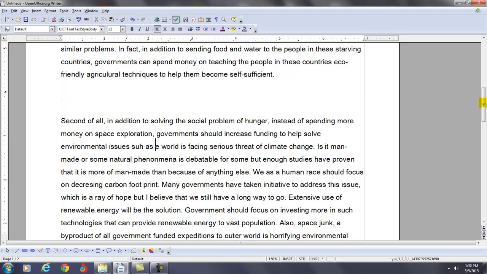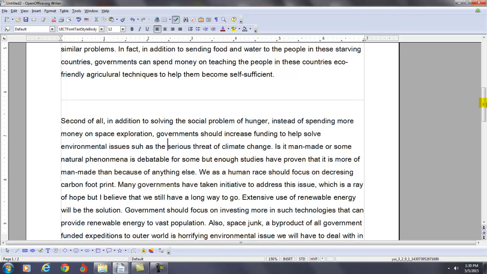So this is one thing that you can do, I think, that will definitely change the writing, because what you do in your topic sentence will have an effect on controlling the tone in the rest of your paragraph. So if you start off with a factual type topic sentence, then you typically create more of a factual tone. But that's not what you're trying to do. You're trying to actually make an argument here, right? So you say, second of all, in addition to solving the social problem of hunger, instead of spending more money on space exploration, government should increase funding to help solve environmental issues such as a serious threat of climate change.